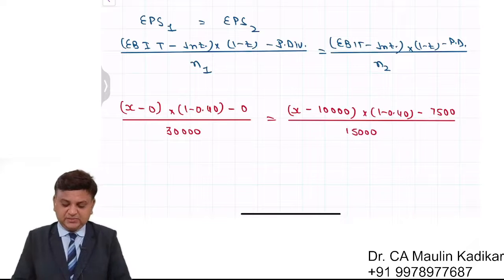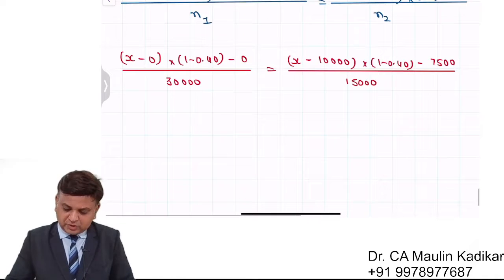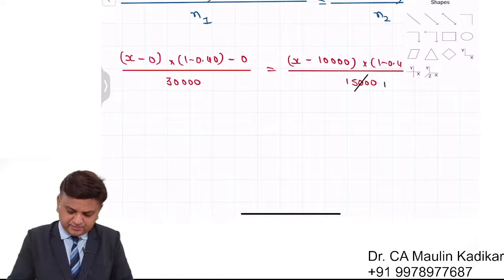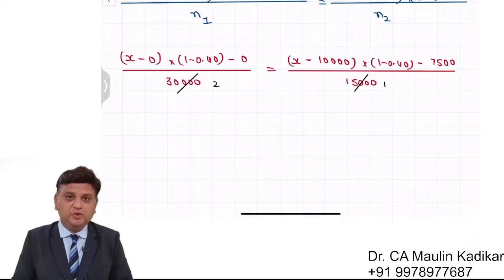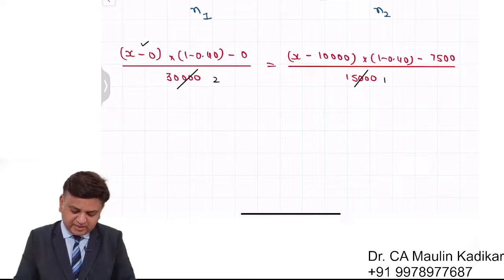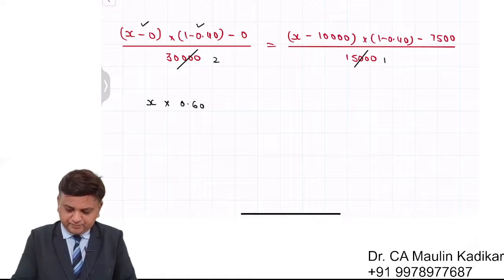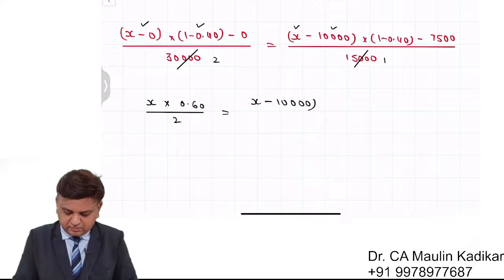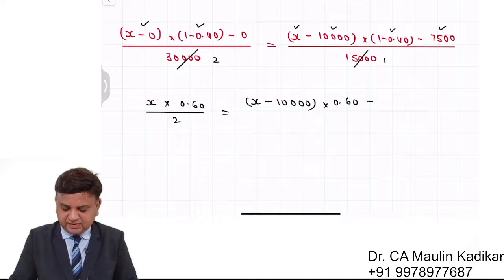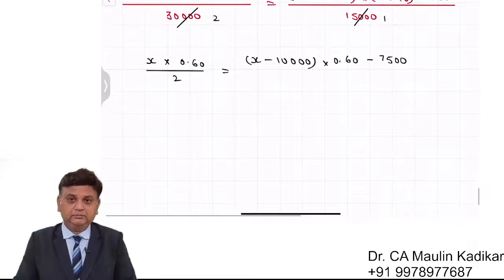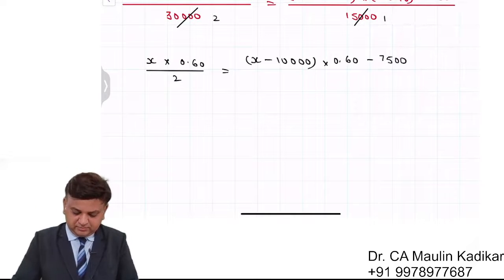Now we will compute the excess balancing figure. So 15,000 is cancelled over here, 30,000 is cancelled over here, and this will be 2. X minus 0 is what? X. 1 minus 0.4 is what? 0.6. Whole divided by 2 is equal to X minus 10,000 into 1 minus 0.4 is 0.6, minus this is 7,500. Okay, now this 2 is cancelled over here. 0.6 divided by 2 is 0.3.